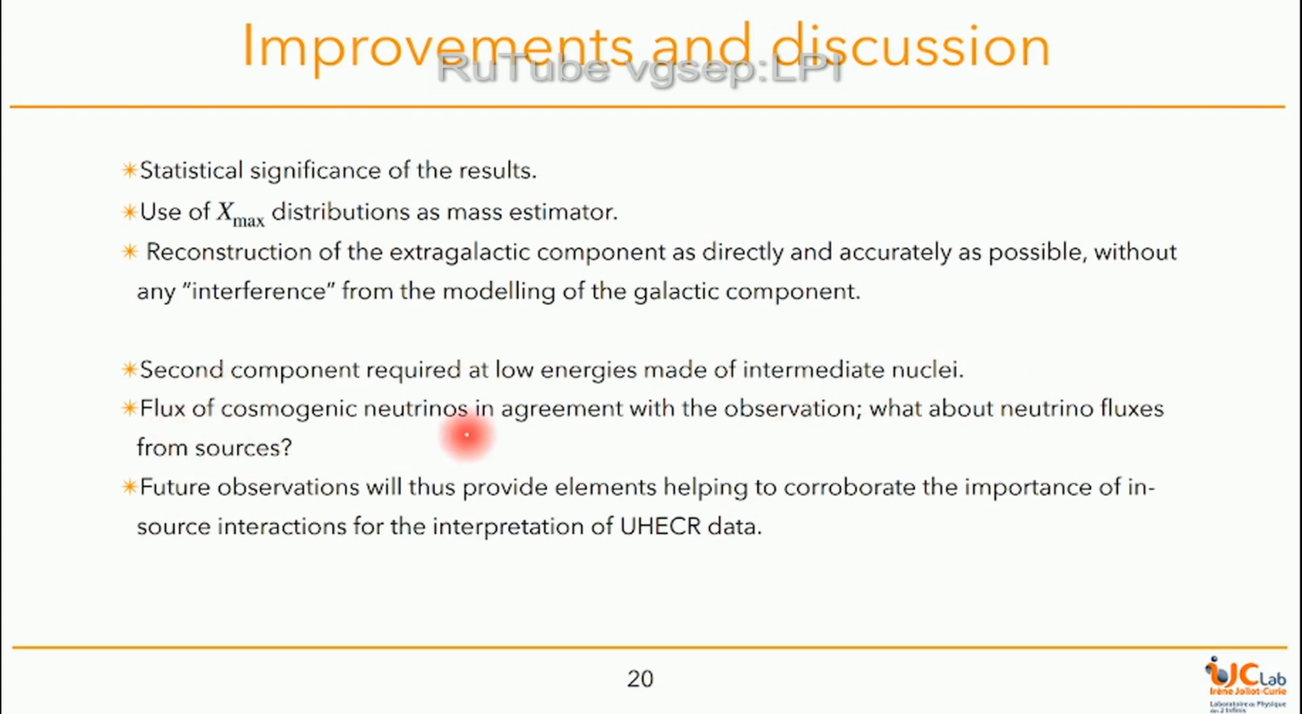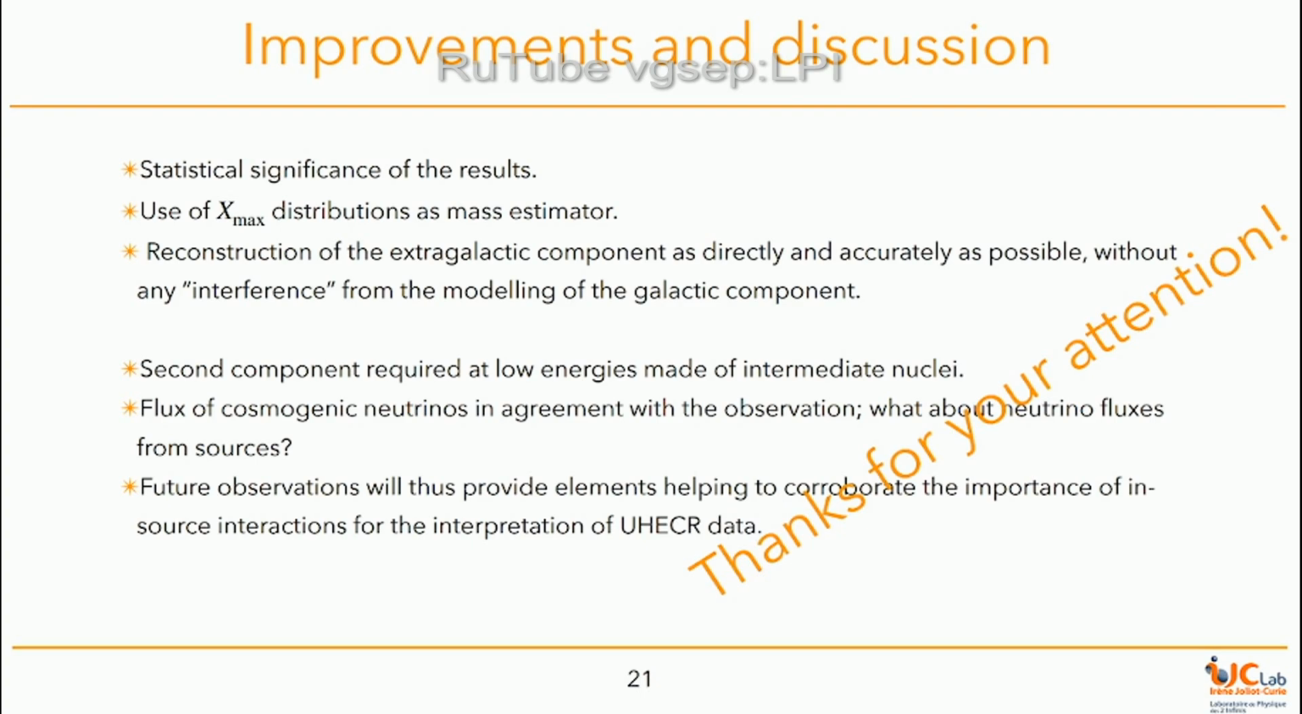Then we also checked the flux of cosmogenic neutrinos. We found it is an order of magnitude below what IceCube measures, and so we are safe in this sense. It would be interesting to study the associated neutrino flux from sources, but in this case, of course, a detailed modeling of the required source is needed. And of course, future observations and future analyses will hopefully help us to better define these in-source interactions, and so to shed light on this region of ultra-high-energy cosmic ray data. So thank you very much for your attention.